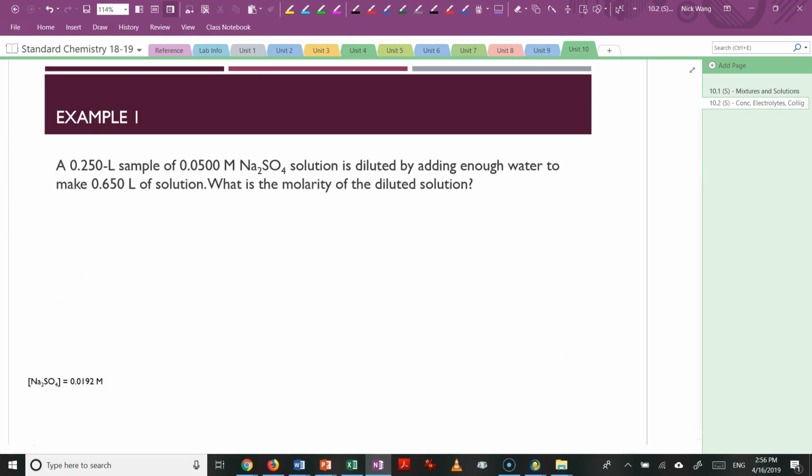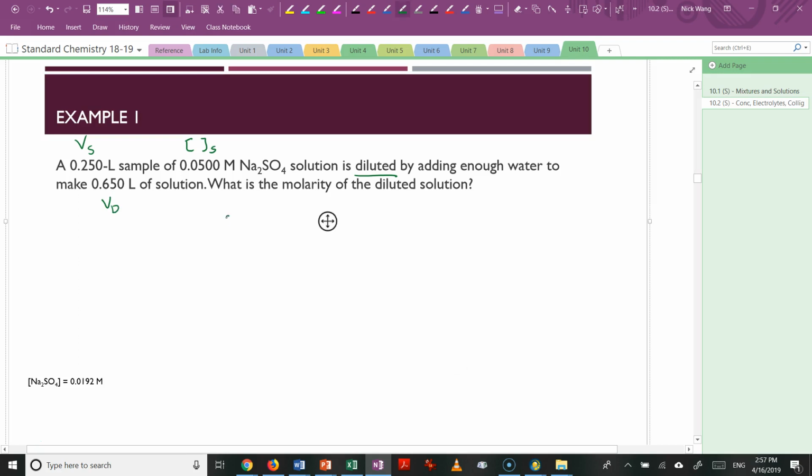A 0.250 liter sample of 0.0500 molar Na2SO4 solution is diluted by adding enough water to make 0.650 liters of solution. What's the molarity of that diluted solution? All right. So what do we know? We do have a stock solution here, so I'm just going to abbreviate that S. That's my volume, volume S. And I have a concentration here of this substance. That's my stock solution again. And we know that because that solution was then diluted, these are going to be your stock values. We're going to add enough water to make this volume of solution, so we know that this is your diluted volume. And then what's the molarity of my diluted solution?